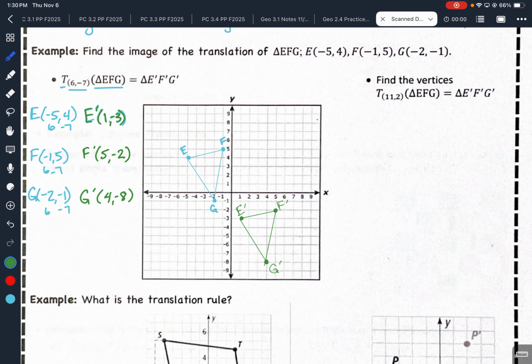Okay. I want you guys to try this one, but instead of prime, we're going to make that double prime. Up there where it says E prime, F prime, G prime, they need 2 primes, double prime. So you need to find E double prime, F double prime, G double prime. And we go off the original. Yes, go off the original.